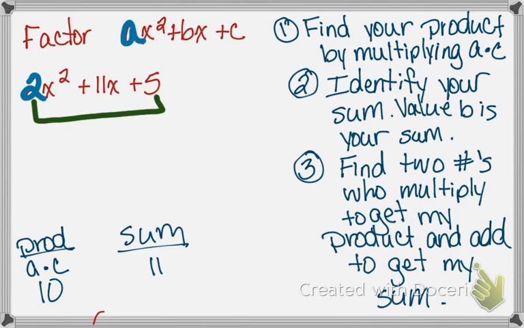We've just got to, in order to get our product, do A times C. So I need two numbers that when I multiply them together, I get 10, and when I add them together, I get 11. What are those two numbers? 10 and 1. 10 times 1 is 10. 10 plus 1 is 11. So my numbers are 10 and 1.